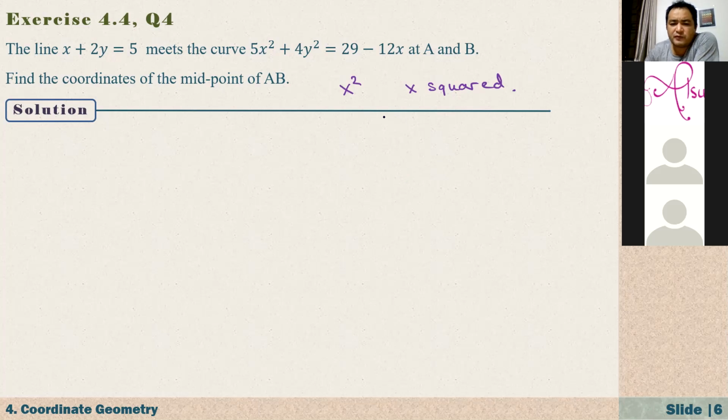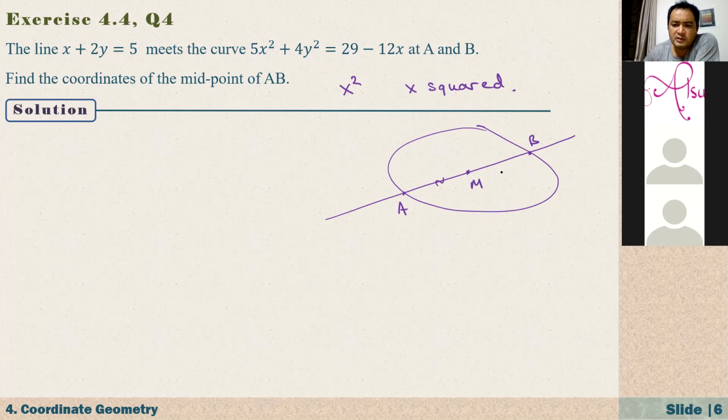So maybe this is a kind of curve. What kind of curve? I don't know. Is it a circle? No, it's not a circle, but it's a kind of ellipse, I think. Anyway, let's say it's a kind of curve. The line x plus 2y equals 5 is crossing the curve at two different points. The left one is A and this one is B. The question is, what are the coordinates of the midpoint of these points?